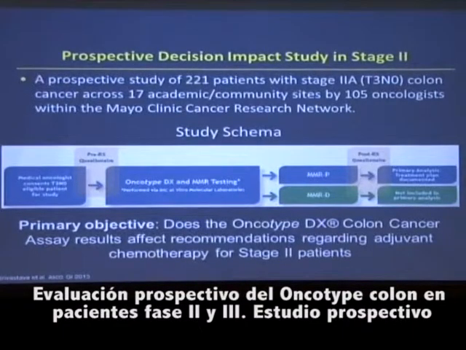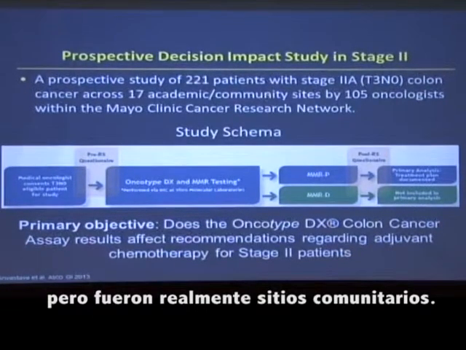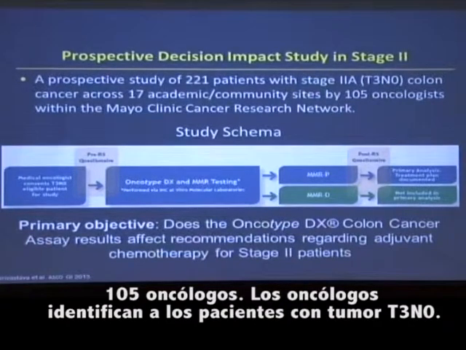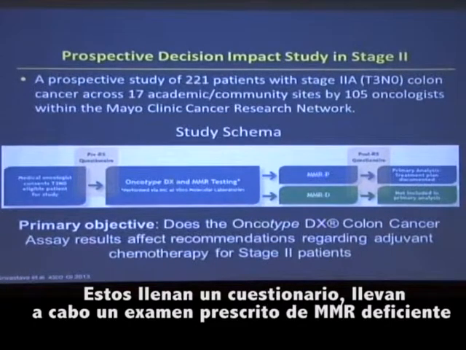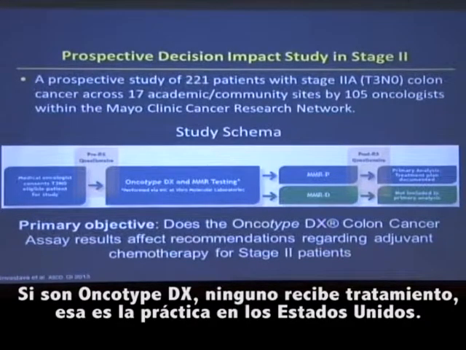Okay, so it's a prospective study, 200 patients, all T3N0, 17 really community sites. The only academic sites were the 3 Mayo sites, but really community sites, 105 oncologists, okay? The oncologist identified patients with T3N0 tumors. They filled out a questionnaire. They submitted mismatch repair testing, and then Oncotype DX testing. If they were mismatch repair deficient, no one received treatment, which is the practice in the United States.